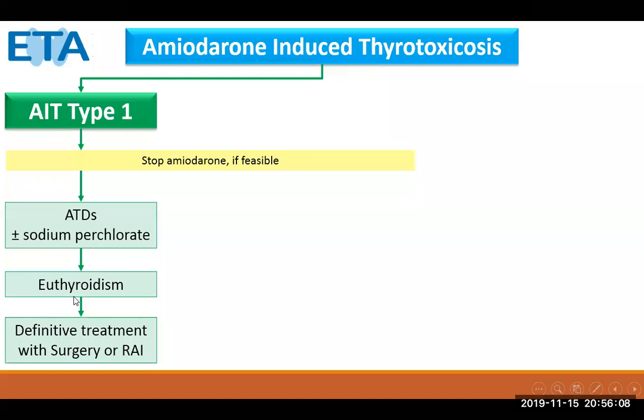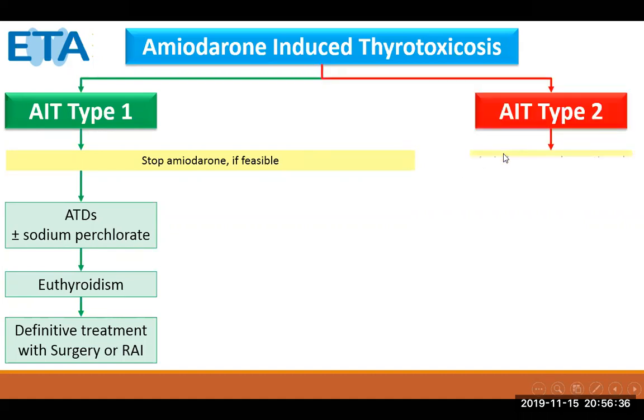After a very long duration, when the patient becomes euthyroid, you must do a definitive treatment by surgery or radioactive iodine. Of course, radioactive iodine is not accepted except if the thyroid scan uptake is elevated after stopping the drug. So most cases need surgery as a definitive treatment in type 1.